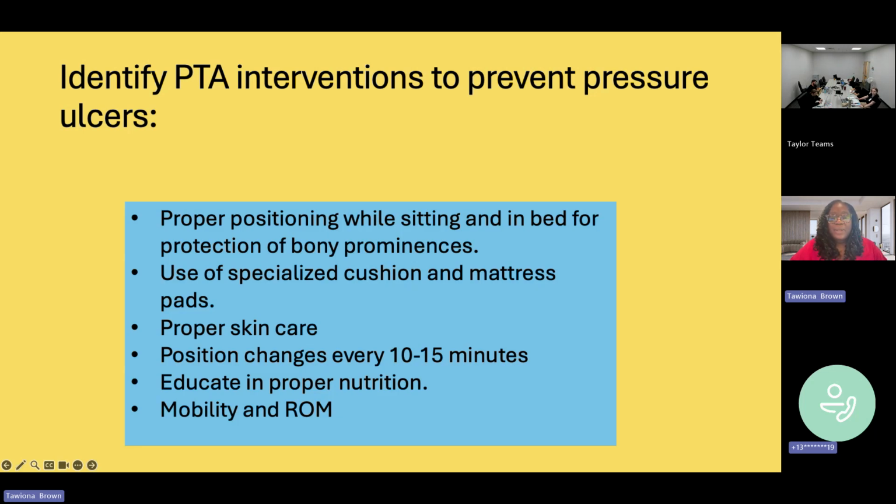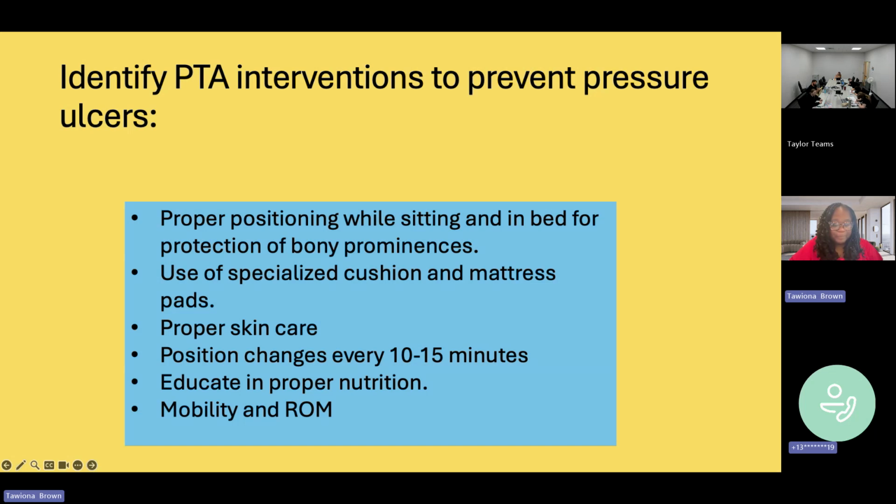And you're going to work on mobility with that person in range of motion. So, proper positioning while sitting and in bed to protect bony prominences, use of specialized cushions and mattresses, proper skin care, position changes every 10 to 15 minutes, and education on proper nutrition. That usually is going to come from nursing as well. But we need to make sure that our patient is eating between PT and OT. You come in, you see that patient with a full tray, and it's been like 20 minutes in for lunch.